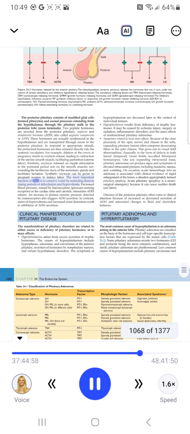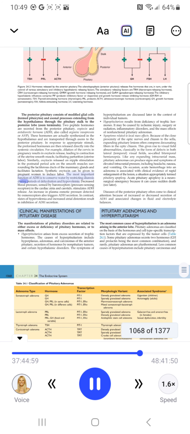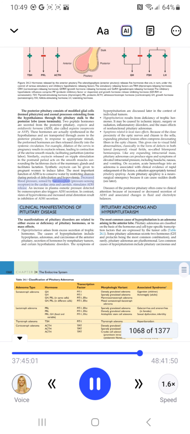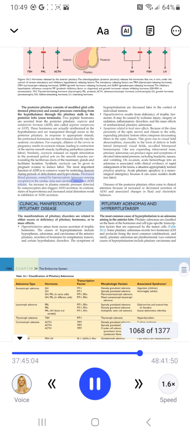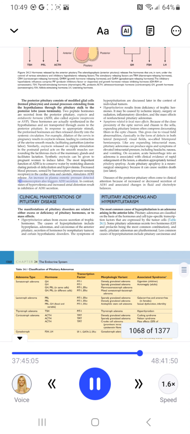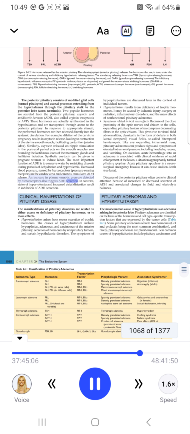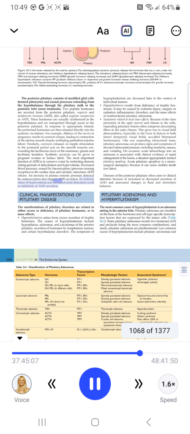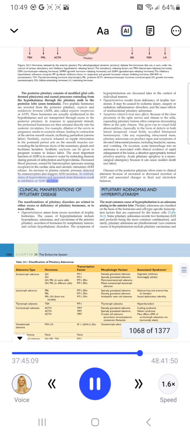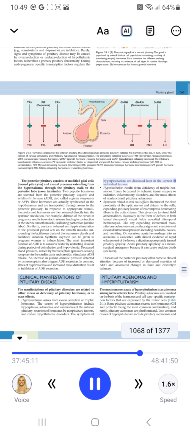The most important function of ADH is to conserve water by restricting diuresis during periods of dehydration and hypovolemia. Decreased blood pressure sensed by baroreceptors, pressure-sensing receptors in the cardiac atria and carotids, stimulates ADH release. An increase in plasma osmotic pressure detected by osmoreceptors also triggers ADH secretion. In contrast, states of hypervolemia and increased atrial distension result in inhibition of ADH secretion. Hyperpituitarism is discussed later in the context of individual tumors.